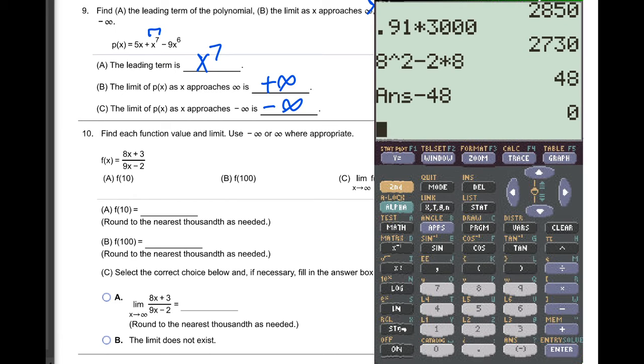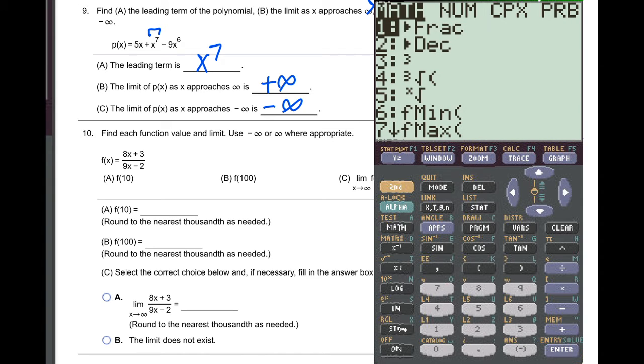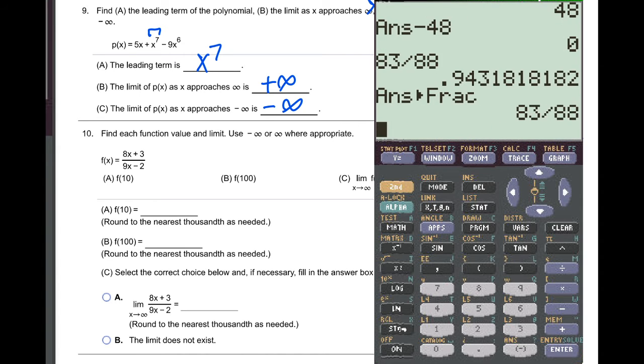Now, the Pearson product does require that you simplify your expressions. So you divide it, and you use the math frac button. You can see if there is a simpler fraction, and there's not. So 83 divided by 88. All right, now let's go on to part B.